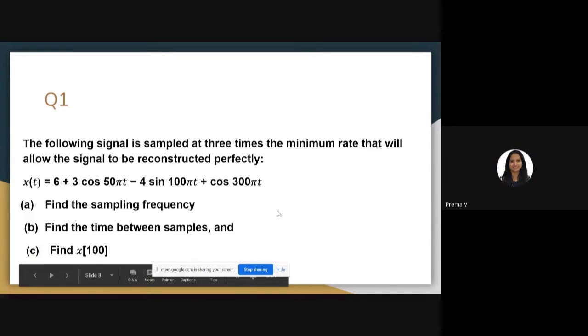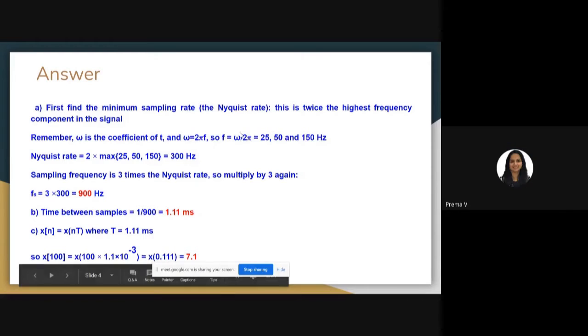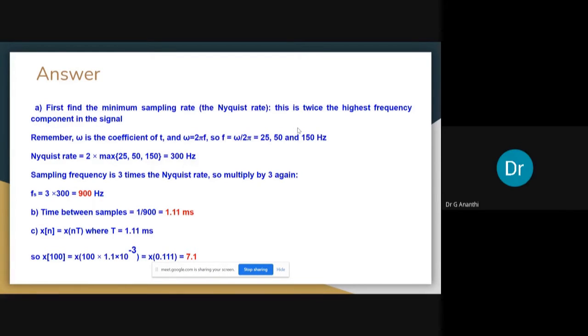Correct. I'll go to the answer now. The minimum rate is the Nyquist rate, which is twice the maximum frequency component. So we need to find out the maximum frequency component F here. We have omega 1 as 50, 100, and 300. So we have the frequency components 25, 50, and 150.